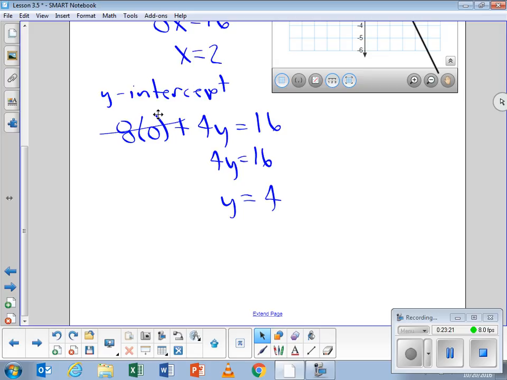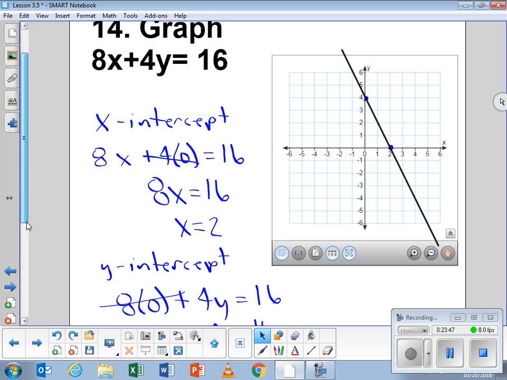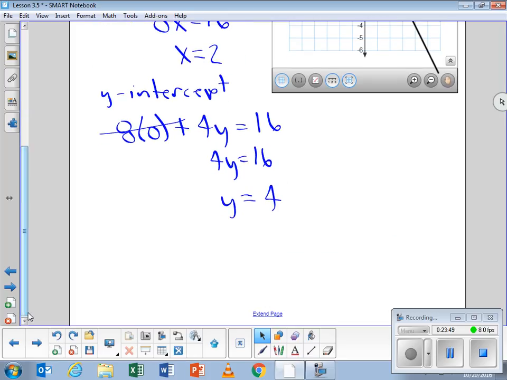You can copy it down on your paper. You probably don't have to do all this work after you've done a few of them. You probably can cover it up and say, well, 4y equals 16. That means y would have to be 4, and then you can plot that point. You can cover this one up. 8x equals 16. That means x would have to be 2. You can plot that point. Okay, any questions on that?